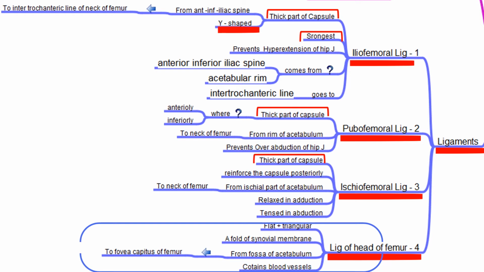Now, the ligament of the head of the femur is flat and triangular, extending from the fovea capitis. You may remember the fovea capitis is a depression in the head of the femur, and the ligament extends from this fovea capitis into the acetabular fossa. It is mainly for bringing blood supply to the head of the femur. It is not a stabilizing ligament.